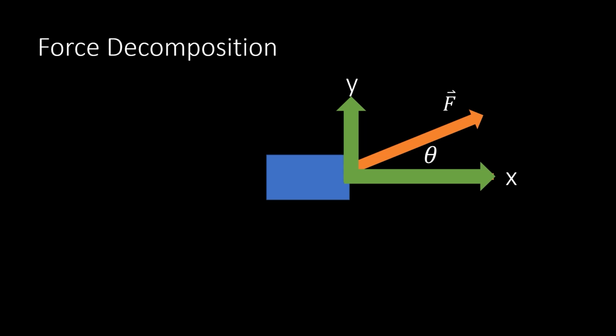Since our force is not parallel or perpendicular to the object, we need to decompose this into x and y vectors in order to solve our problem. Our x vector is going to be over here in the x direction, and our y vector is going to be pointed up. We need to use trigonometry in order to solve for what these are going to be. Looking at our force right now, our F_x is going to be F times the cosine of theta, and our y direction is going to be F times the sine of theta.